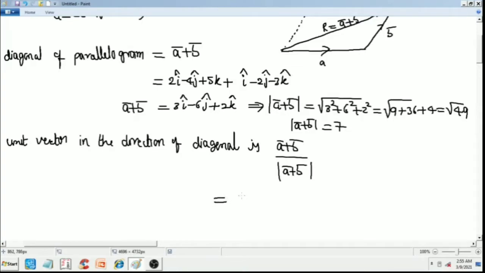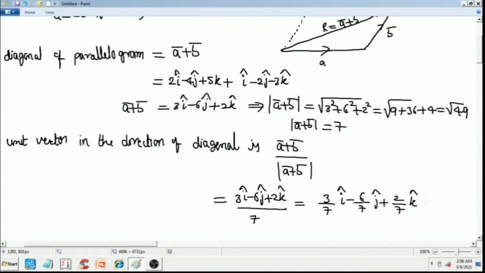So the unit vector in the direction of the diagonal is (3i minus 6j plus 2k) by the magnitude, which is 7. So the answer is 3 by 7 i bar minus 6 by 7 j bar plus 2 by 7 k bar. Hence this is the solution.